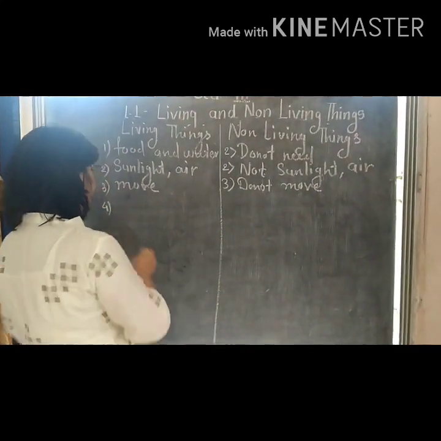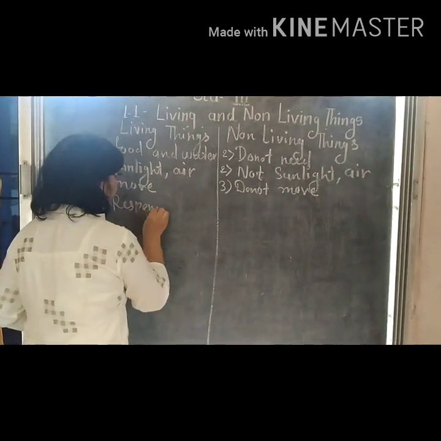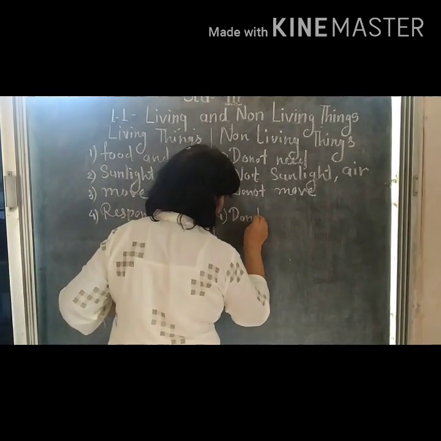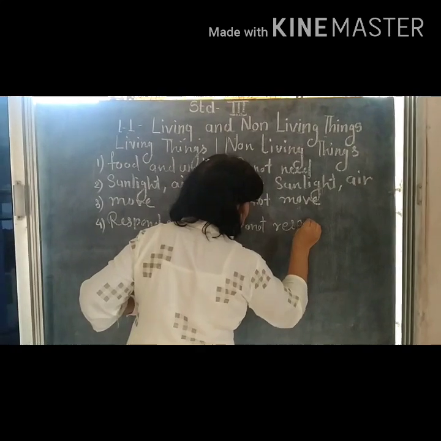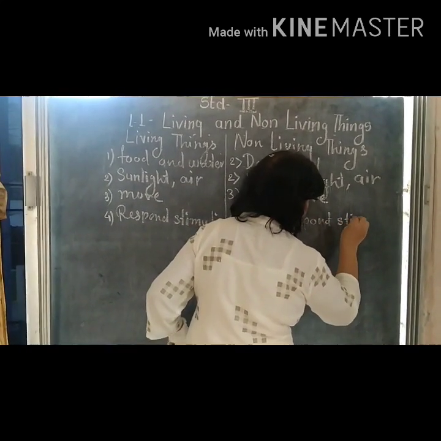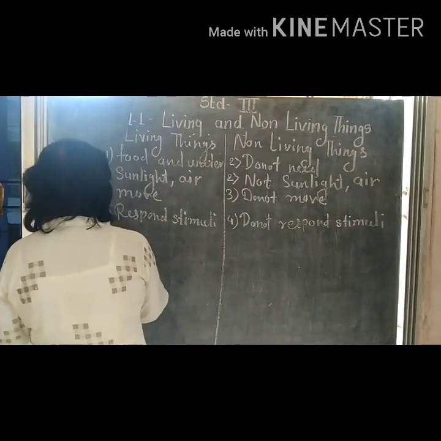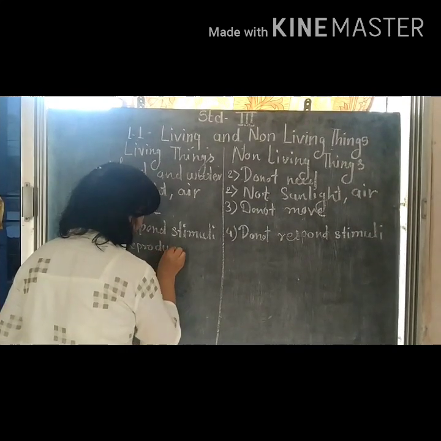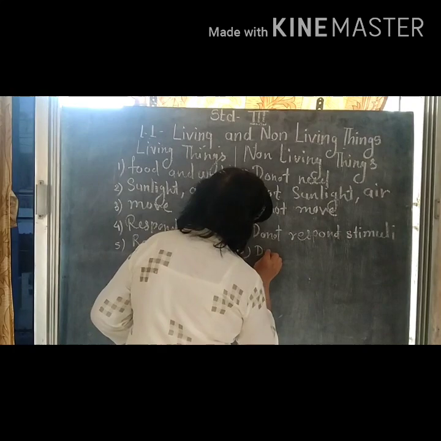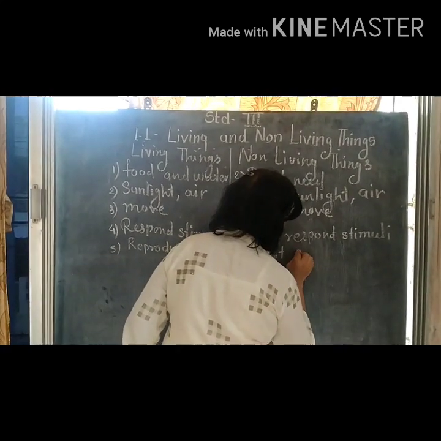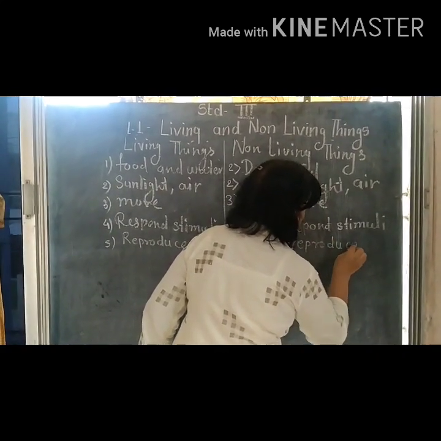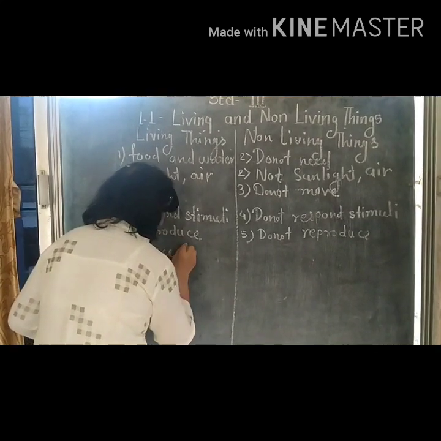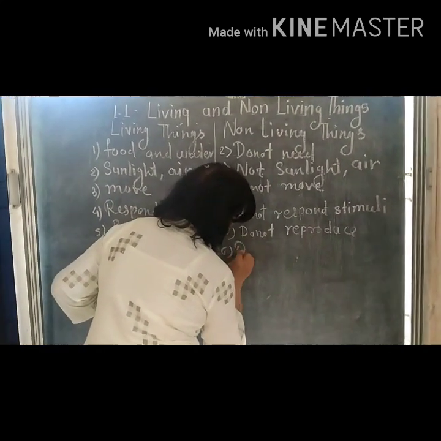Then living things respond to stimuli, while non-living things do not respond to stimuli. Living things give birth to young ones, or they reproduce, while non-living things do not reproduce. Living things need space to live, while non-living things do not need it.